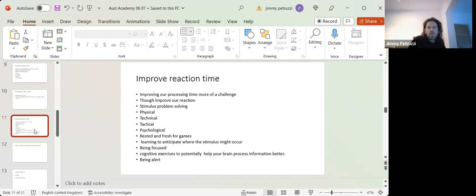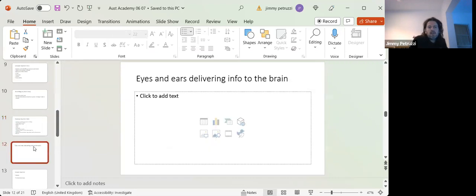So some of the things that we need to do more of and focus on is, well, physical, technical, tactical, psychological, making sure we're rested and fresh for training and games, learning to anticipate where the stimulus might occur, being focused, cognitive exercises to help your brain process information better, being alert, and even things like we've talked about before, the small-sided games as well, the scanning exercise we do, the reaction drills we do. So collectively, we can do these, and that's where our ears and our eyes deliver information to the brain.